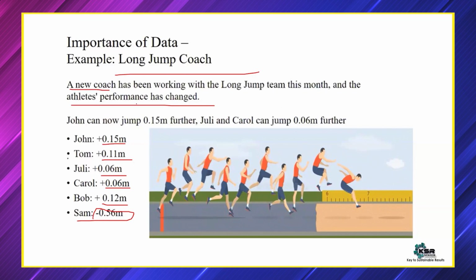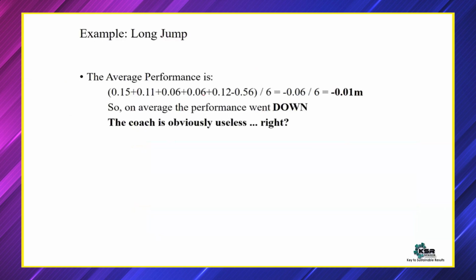Now, with a new coach being assigned, John can jump 0.15. Okay, this record is good. Carol can jump 0.06 meter further. Now, what is this backdrop? Let's first see what the backdrop is. This is how the information looks. Now, I'll move to the next slide. Here you'll get the information.